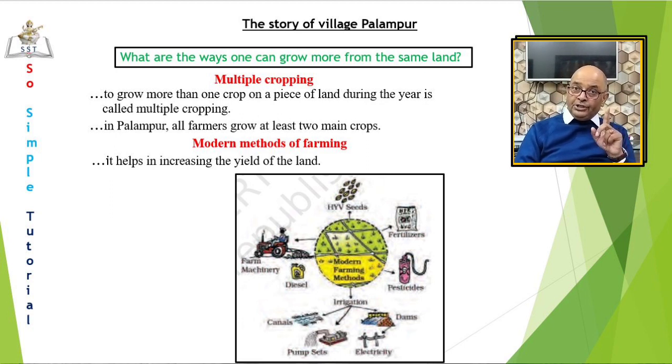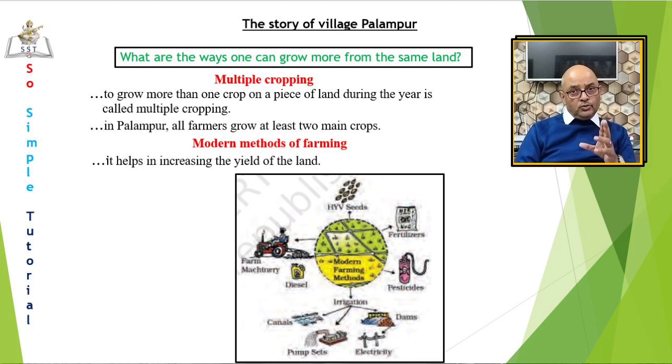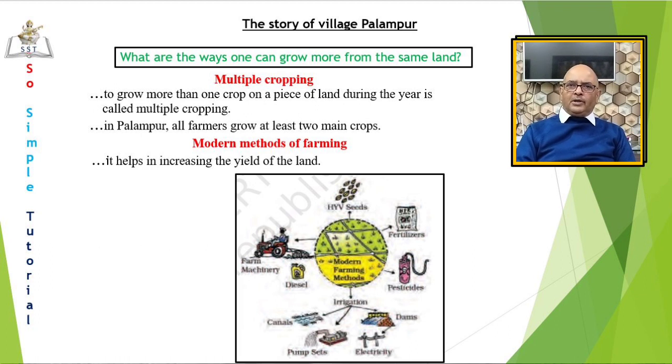In Palampur, they never kept the land idle. They kept growing crops one after the other. The other way is to use modern farming methods for higher yield. What is yield? Yield is the measure of how much is the crop produced on a given piece of land during a single season. Let us now see how the traditional method of farming is different from the modern methods.